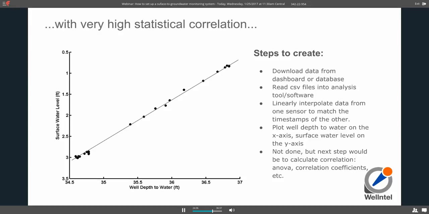And so having these data directly visible on the dashboard may allow for quick analysis and quick decision making, but being able to download it and quickly upload it into a modeling tool or statistical evaluation tool will allow for much more in-depth processing and analysis of the data that's collected with a Wellntel surface water groundwater system. And that can allow for connections and associations between surface water and groundwater to be found on much longer time periods or in areas that it may not be exactly visible.